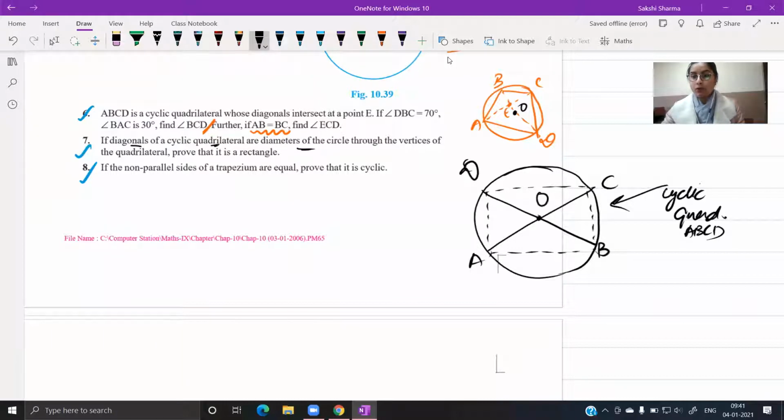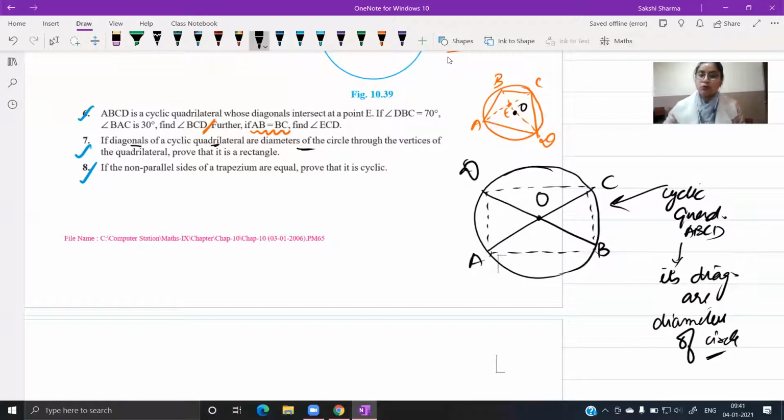The diagonals of this quadrilateral are diameters of the circle. So draw the figure very carefully. You want to prove that this quadrilateral here is a rectangle.